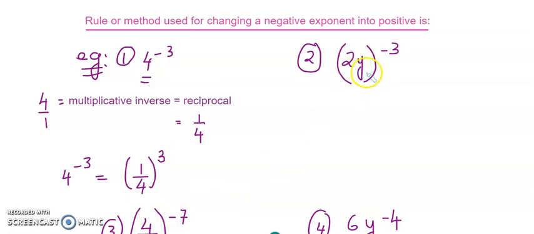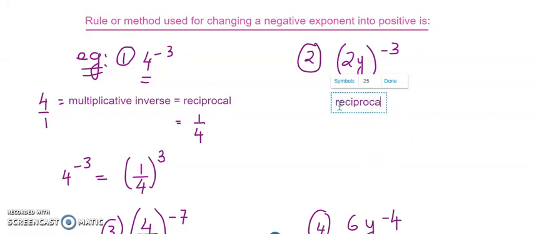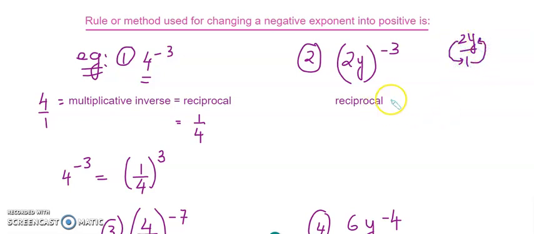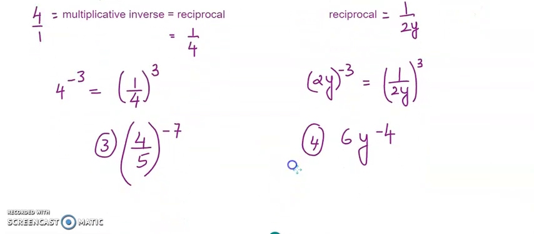Now here my base is 2y. So its reciprocal or the multiplicative inverse, first of all, you can write in your rough area, that is 2y over 1. So just shift it: the denominator goes up, the numerator comes down. So the reciprocal will be 1 over 2y. Hope I am clear. So 2y to the power negative 3 will become the reciprocal of 2y, which is 1 over 2y, to the power 3. Okay. Let's take a few more.